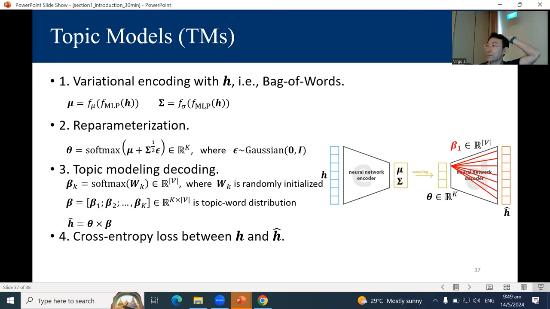Yes, please. So for the clarification. It's not a problem like that. For the variational encoding, do we need ground truth for the pair of topic and document to train the model? Cross entropy, what is the cross entropy? Okay, I see. Yeah, okay.